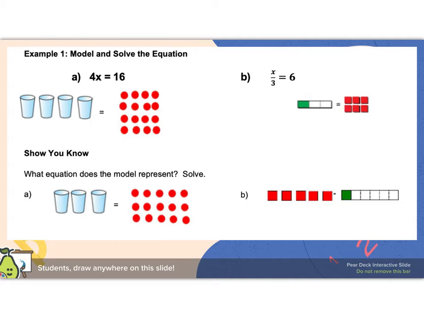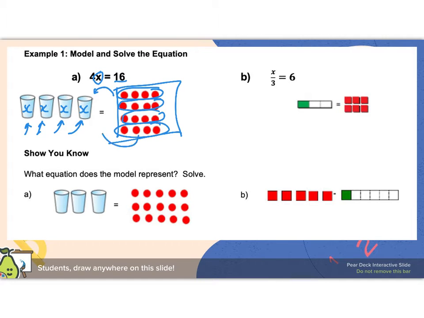So for 4x equals 16, I know that there's 4 cups, and because they all share x, they must be the same cups. There's the same amount inside each one. And then for 16, there's 16 counters. So what we're trying to decide is how many counters would go into each cup. For this, we're just going to divide it evenly. If I have 4 cups, I could split this into 1, 2, 3, 4. And so each cup would actually have 4 counters. So the solution is, one of those x's, one of those cups, is equal to 4 counters.